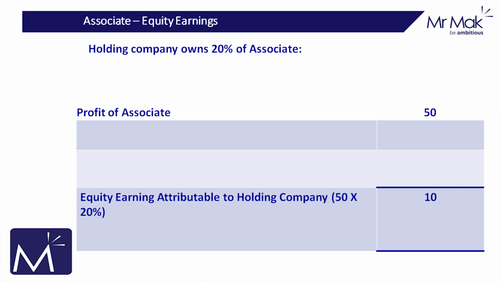So accordingly, 20% of the income of the associate is belonging to the parent company, and it should equity account for this proportion of its income. Accordingly, in its income statement, the parent company would reflect equity accounted earnings from the associate of $10 million.